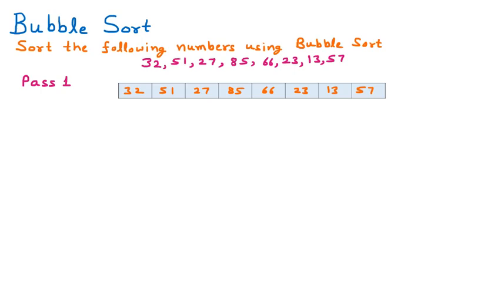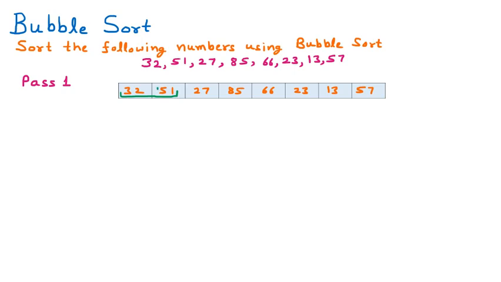After every pass, we will get the largest number at the proper position. So in pass 1, we will get the largest number. See how it will work. First of all, we are going to compare the first two elements, 32 and 51. We can see that these two elements are at the proper position because we are working in ascending order.